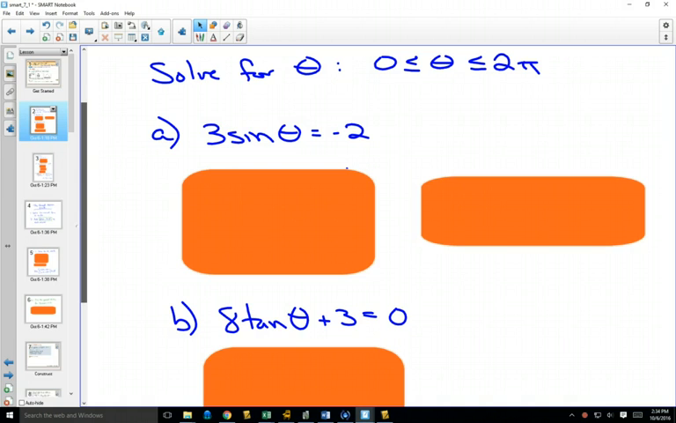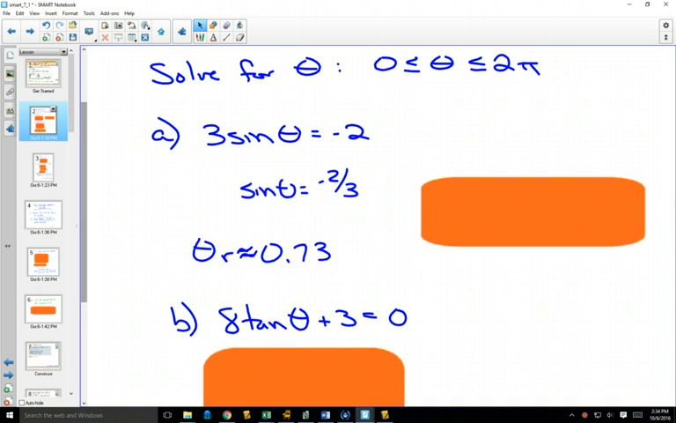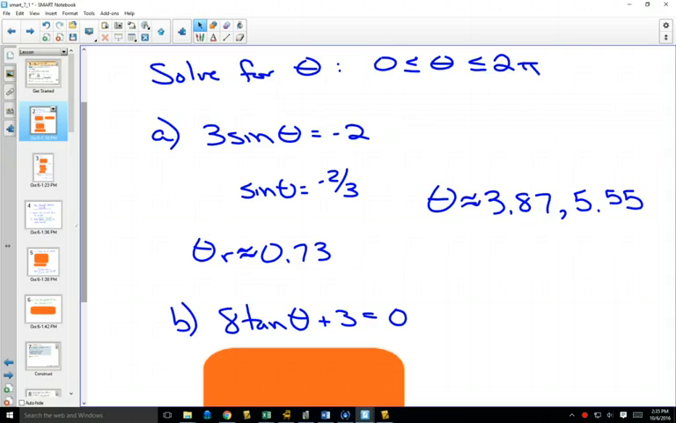So for the first one, get sine by itself, you get negative 2/3. And then you find your reference angle by doing sine inverse of positive 2/3. Remember, your reference angle is always found as if it was an actual triangle with positive values. And once you have that reference angle, you know that sine is negative in quadrants 3 and 4. So these will be the answers that you'll get using that reference angle in quadrant 3 and 4.